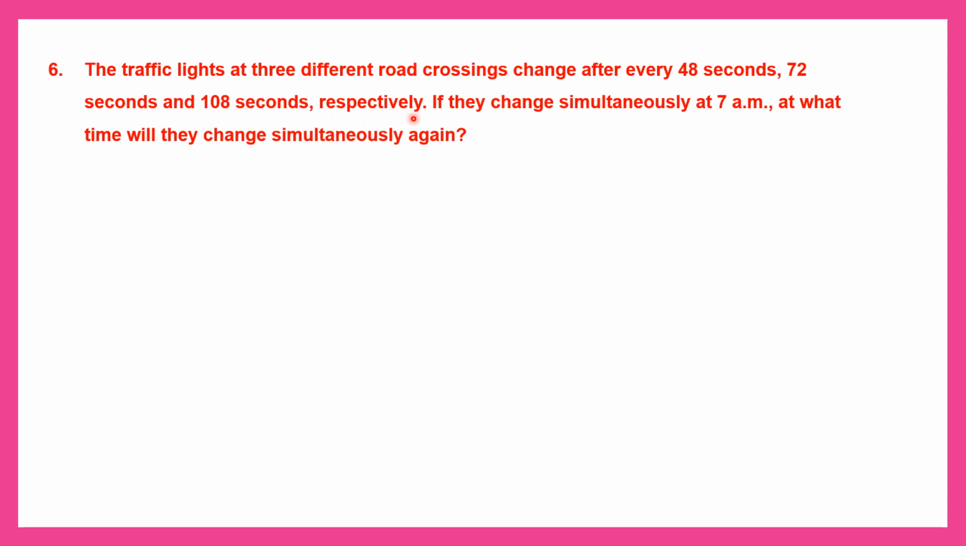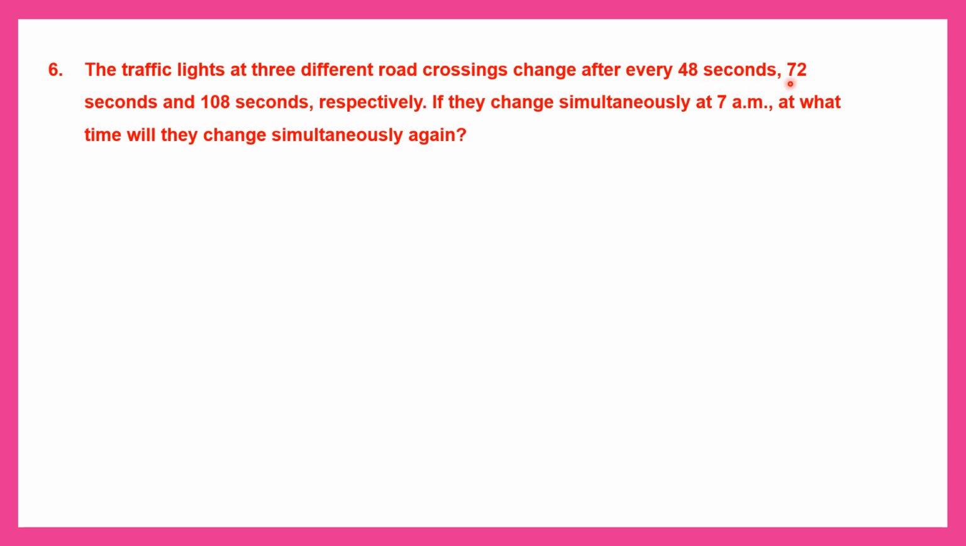Okay, let's understand this first part of the question. So we're talking about traffic lights at three different road crossings. They're not on the same road, three different road crossings, and they change after every 48 seconds. Now the first traffic light changes after every 48 seconds. That means if it is a red light, after 48 seconds, it will turn into the next color and then it will turn into green. Okay, so it keeps changing that way after every 48 seconds.